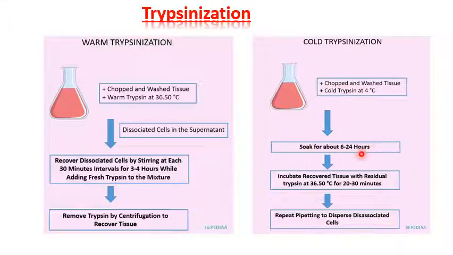After the soaking hours are completed, you incubate the tissue with the residual remaining trypsin at about 36.5 degrees centigrade, for 20 to 30 minutes. And by repeated pipetting, when you do the pipetting again and again, you can see the dispersed dissociated cells, and the trypsin can be removed from the tissue with the help of centrifugation.